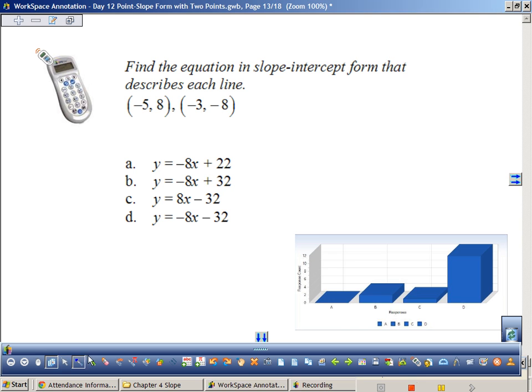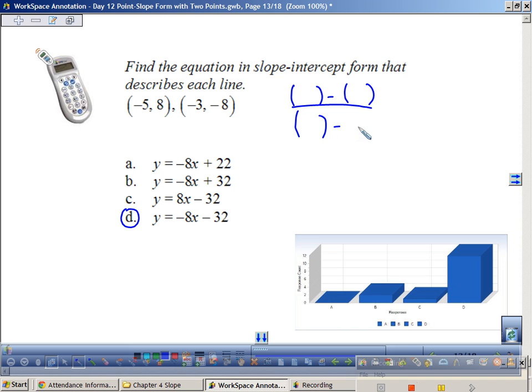Okay, so you guys did fantastic on that. The answer was D. So when you put that into your slope formula, you should have gotten -8. I put in -8 first, and 8, and -3, and -5. This becomes positive, and you get -16/2, which is -8. If you did it the other way, you should have got the same exact answer.